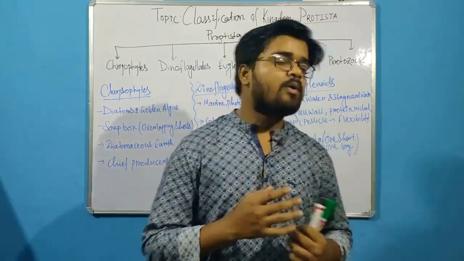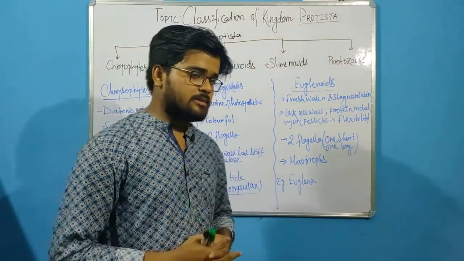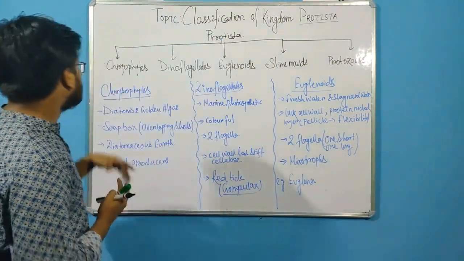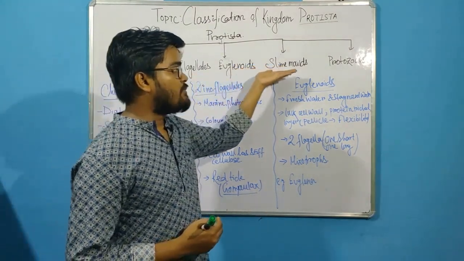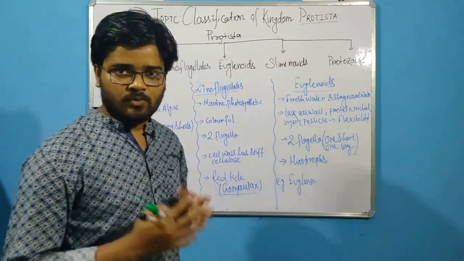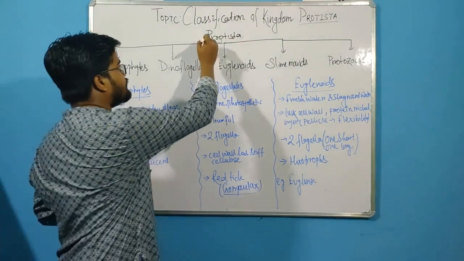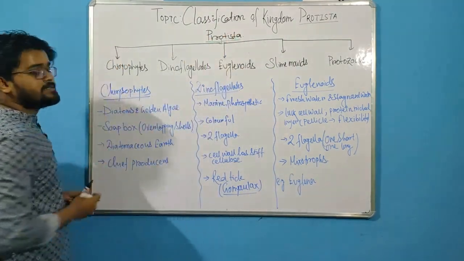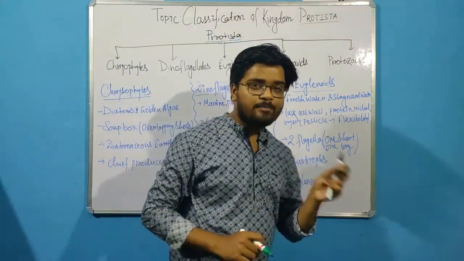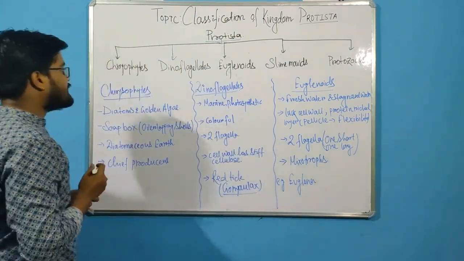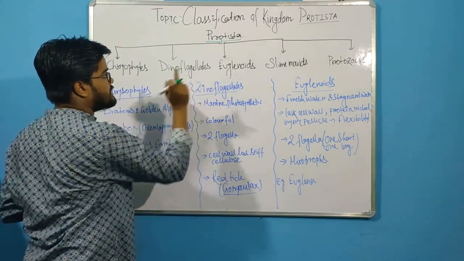Now, coming to the classification of kingdom Protista. This kingdom is broadly classified into chrysophytes, dinoflagellates, euglenoids, slime molds and protozoans. Once more, kingdom Protista is broadly classified into chrysophytes, dinoflagellates, euglenoids, slime molds and protozoans.